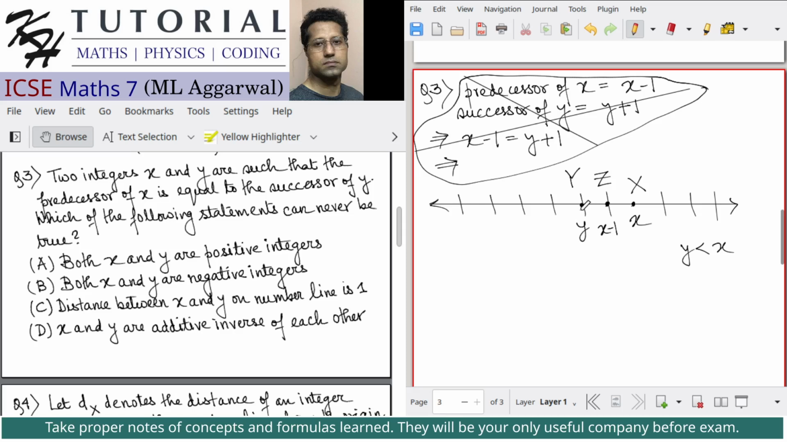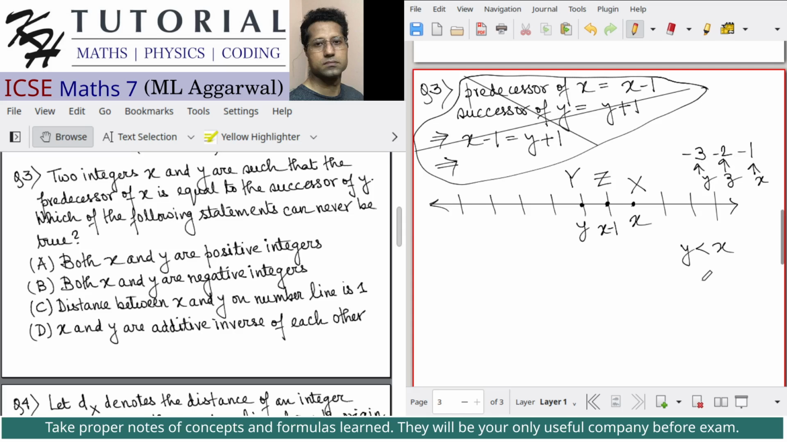So choice A and B are not the correct choices, because it is highly possible that both x and y can be negative integers. For example, y can be minus 3 and x can be minus 1. So this can be y, this can be x, and in between we have the number minus 2, which is z. So as you can see, the successor of y is minus 2 and the predecessor of x is minus 2. But y and x are both negative.